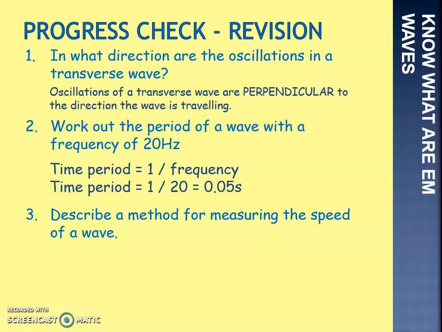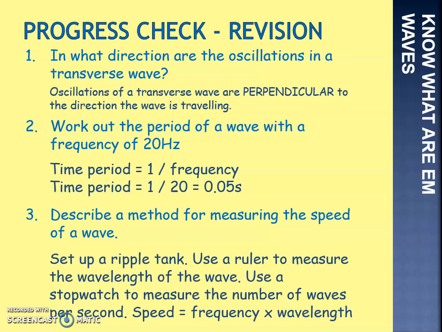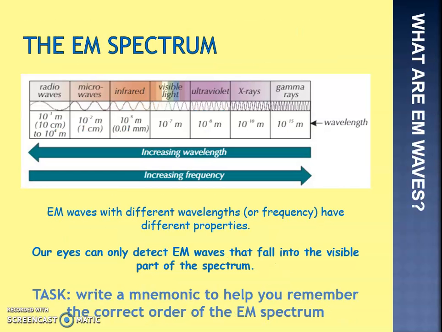Describe a method for measuring the speed of a wave. Set up a ripple tank. Use a ruler to measure the wavelength of the wave. Use a stopwatch to measure the number of waves per second. And then your speed is frequency times wavelength.